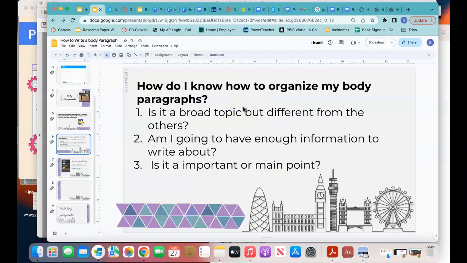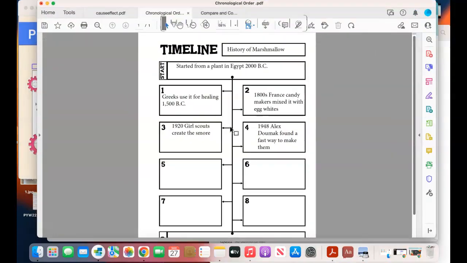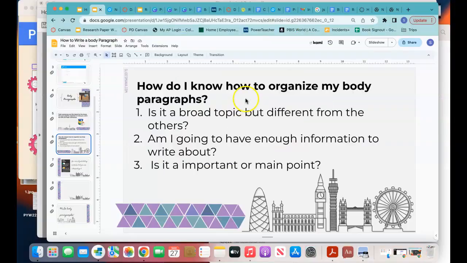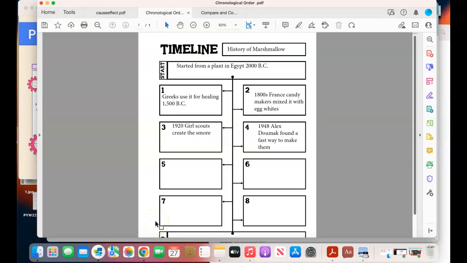Is that a broad topic but different from the others? Do I talk about Egypt or 2000 BC at all? No. I do talk about BC here, but they could potentially be broad enough that they're different. So I'm going to say yes for that one for now. Am I going to have enough information to write about it? Now this is when you're going to consult your research log. So I consult my research log, and I realize that I have very little about marshmallows in Egypt. I can only write maybe 2 sentences worth.